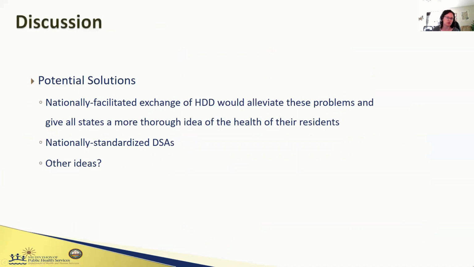So we have a couple of potential solutions that we'd like to propose. One is a nationally facilitated exchange of hospital discharge data, where a national organization pools the out-of-state data and provides it to states of patient residence. This would be the largest lift, but it would absolutely have the greatest gain. Another helpful solution would be to have a nationally standardized data sharing agreement that all states can use for the exchange of hospital discharge data. And finally, we're open to other ideas as well. We'd love to be a part of a discussion with other states, agencies, or organizations.